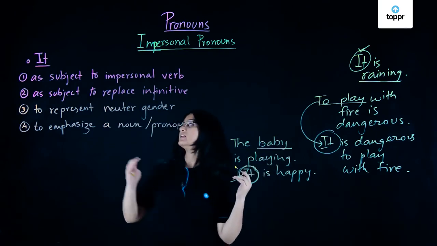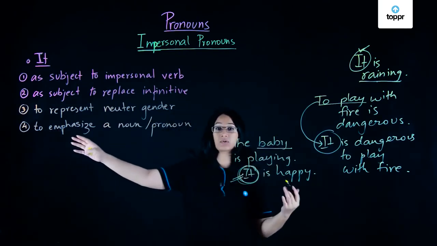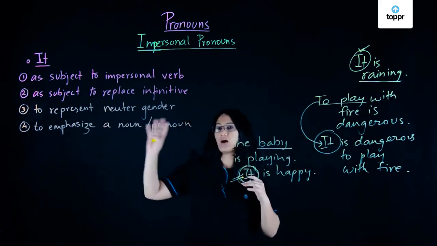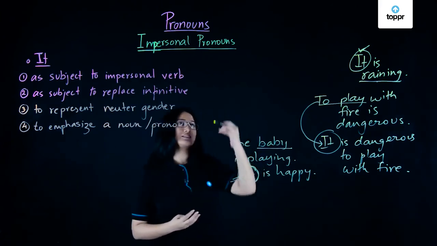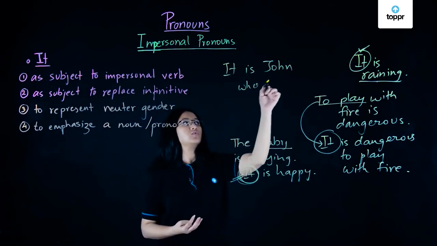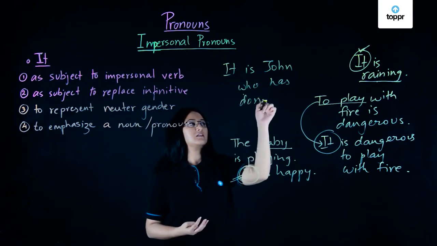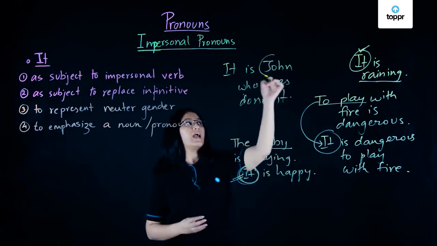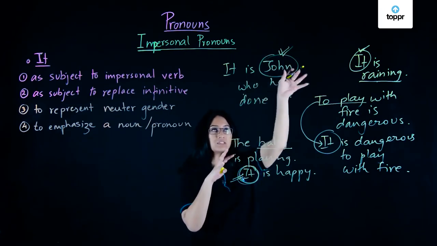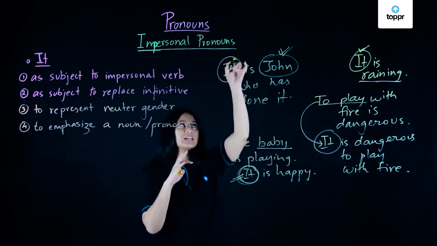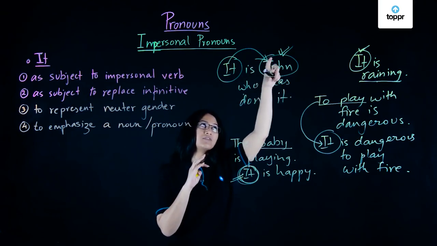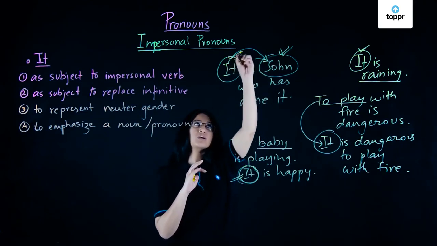Now, another example of how we use the impersonal pronoun it is when we want to emphasize or place more importance on the noun or the pronoun which is in question. Let's take an example of a sentence. It is John who has done it. So here, we want to emphasize or place importance on the fact that it is John who has done something. So we have used the word it, which is an impersonal pronoun, to refer to the noun or the pronoun John, and have placed emphasis on John through its use.